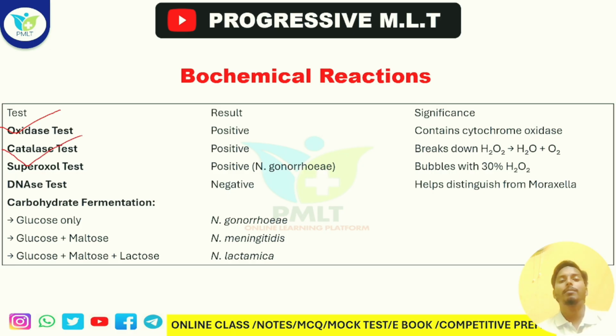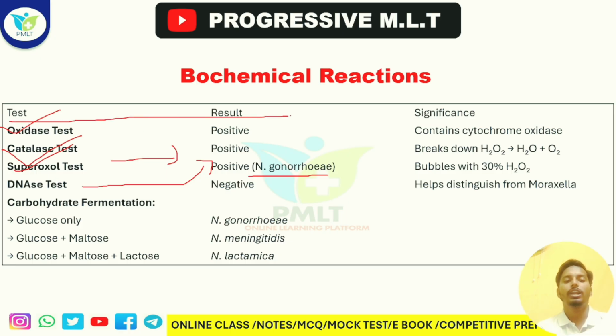This kind of biochemical test I have already discussed in my previous lecture. Just look at that particular lecture, which is available on YouTube as well. You will find every kind of biochemical test present there. Okay, after that, the superoxol test is also positive. After that, the DNase test, getting my point, the DNase test is positive for Neisseria gonorrhoeae.